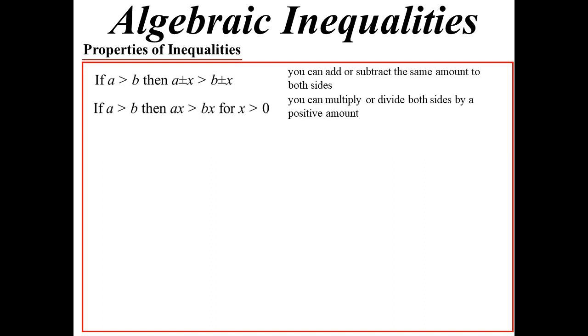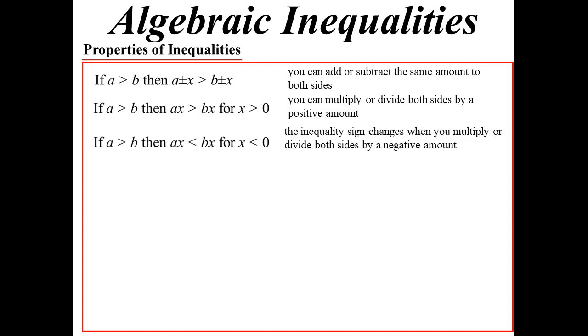If A is greater than B, then A times X will be greater than B times X, assuming X is a positive number. So you can multiply or divide inequalities by a positive number. Inequality, again, is preserved. However, if you multiply by a negative number, we know the inequality changes. If you change the sign, you change the sign.